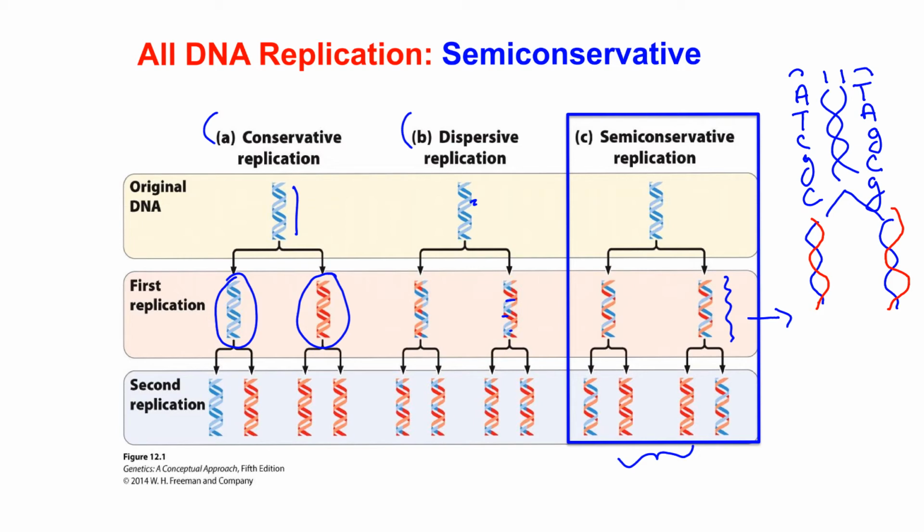Let's outline what happens right here. You have the old strand, which is A, T, C, G, and C, and here it is T, A, G, C, and G. When DNA replicates, it replicates based on complementarity.